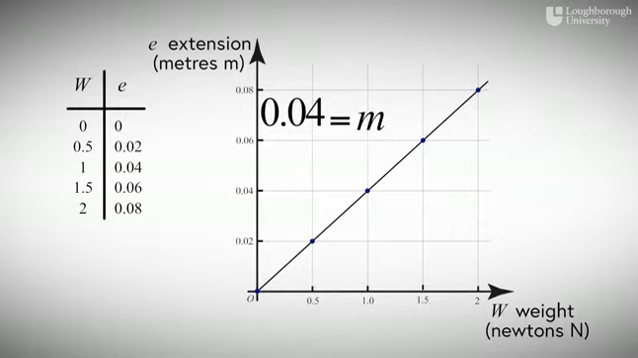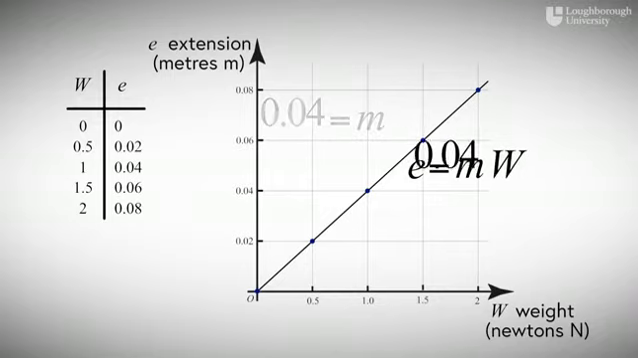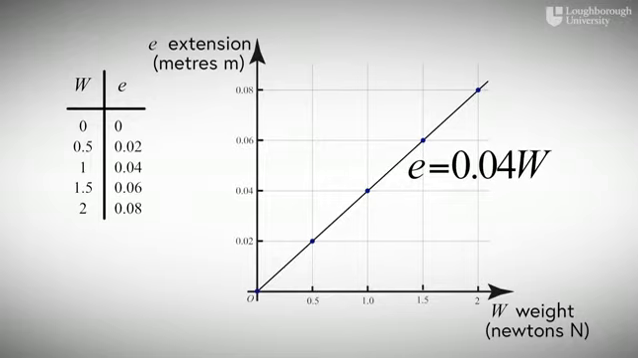Alternatively, we could note that a unit increase in the W direction produces a corresponding increase of 0.04 in the E direction. We conclude that the equation of the line is E equals 0.04 W. Using this equation, we can calculate the extension of the spring for other values of the weight.